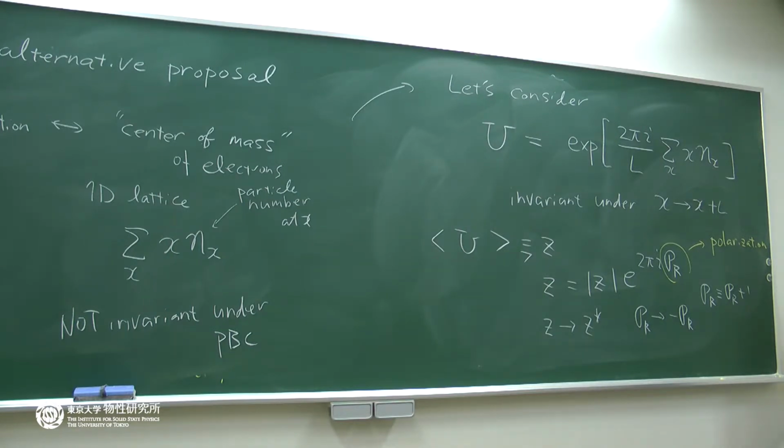The imaginary part of z is the modulus of z multiplied by the sine of 2 pi P_R, right? Is that quantity more appropriate for polarization? I don't know. Maybe you can use the imaginary part, but this is what was proposed by Resta, and they have the same symmetry, I don't know.